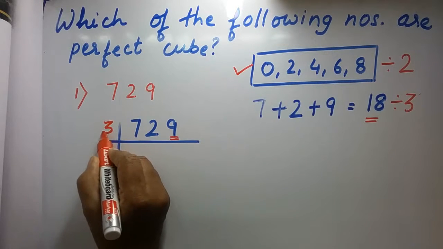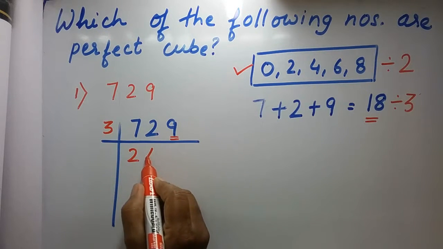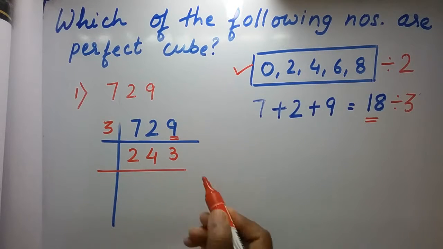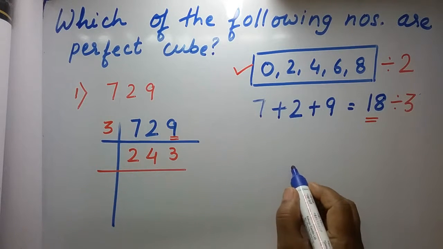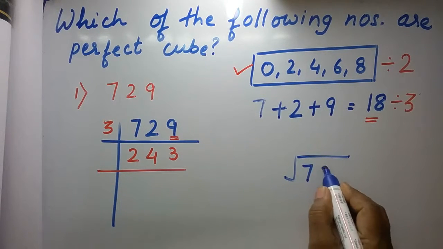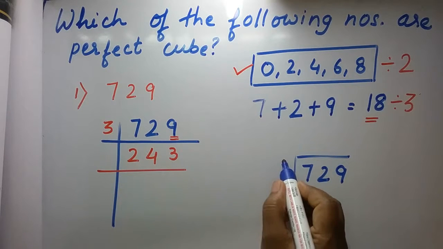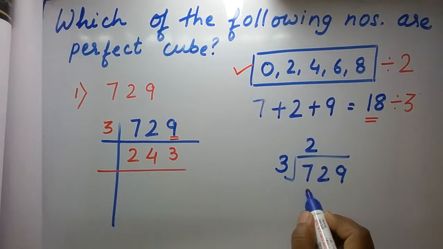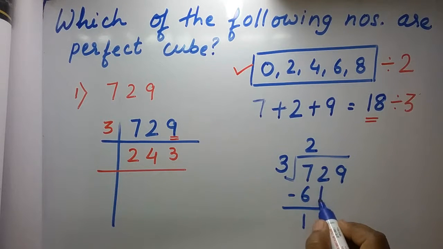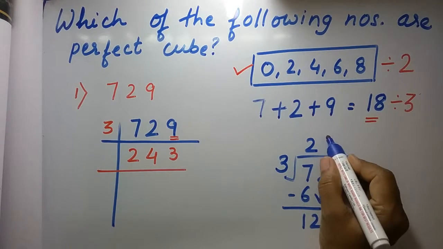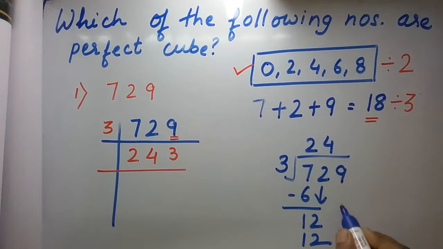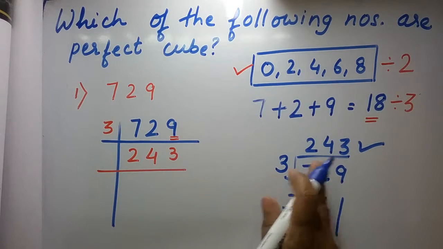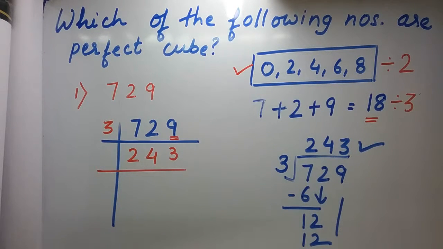Let's start. 3 2s are 6, 3 4s are 12, 3 3s are 9. For those students who have a problem dividing directly, divide and check. Like you have 729. If you don't know how to divide directly, 3 2s are 6. I'm only doing the first part, the rest you should divide and check. 3 4s are 12, bring 9 down, 3 3s are 9. So altogether 243 will come here.